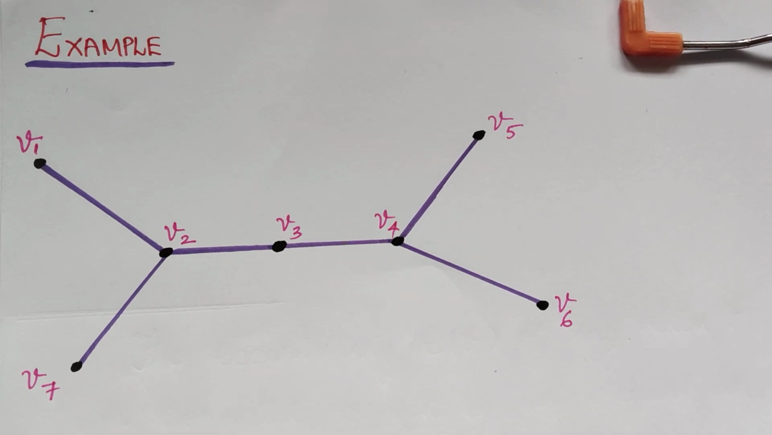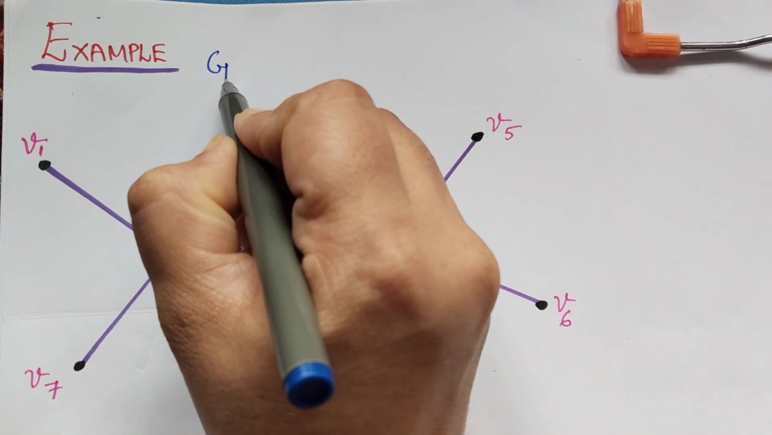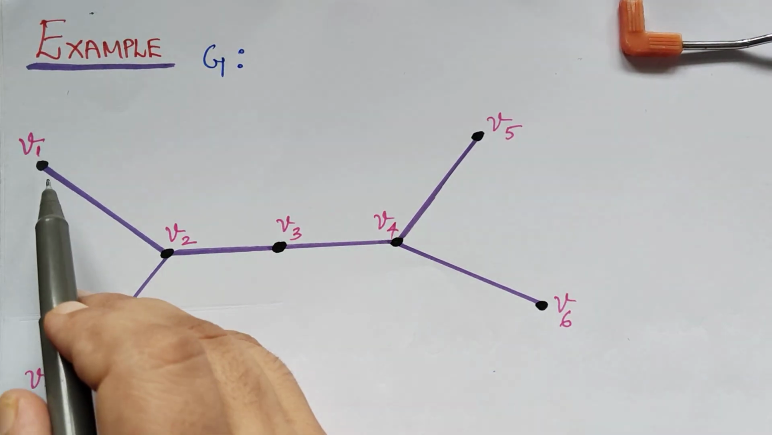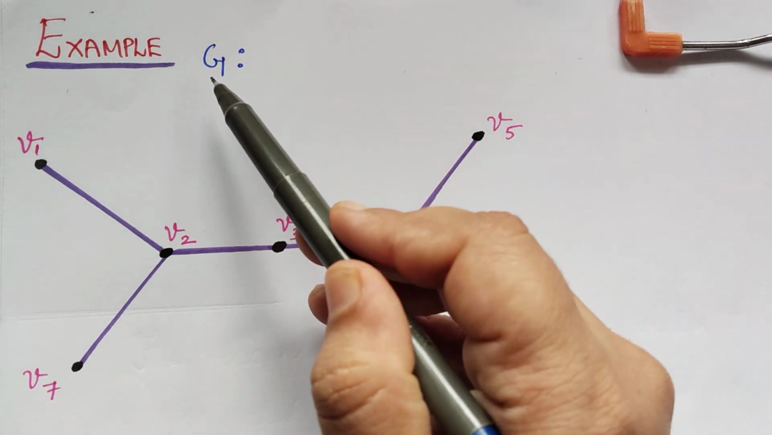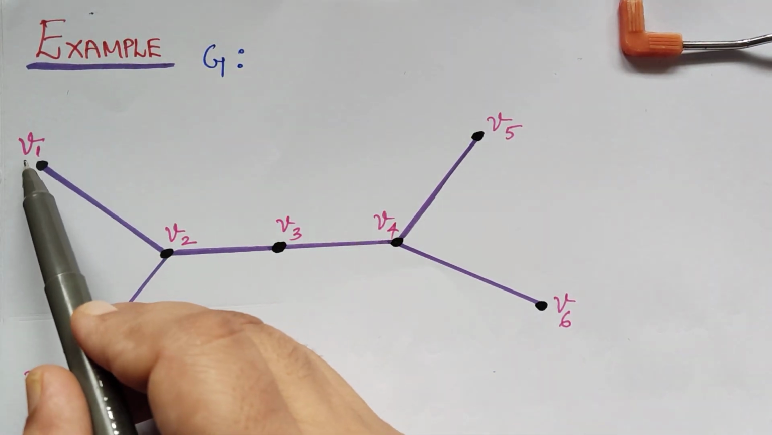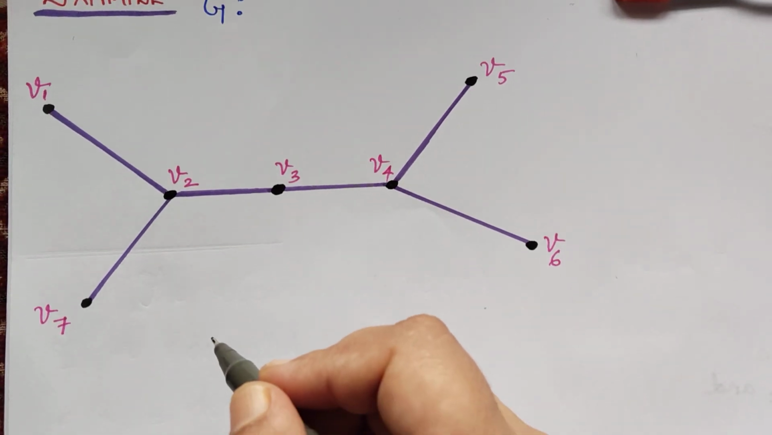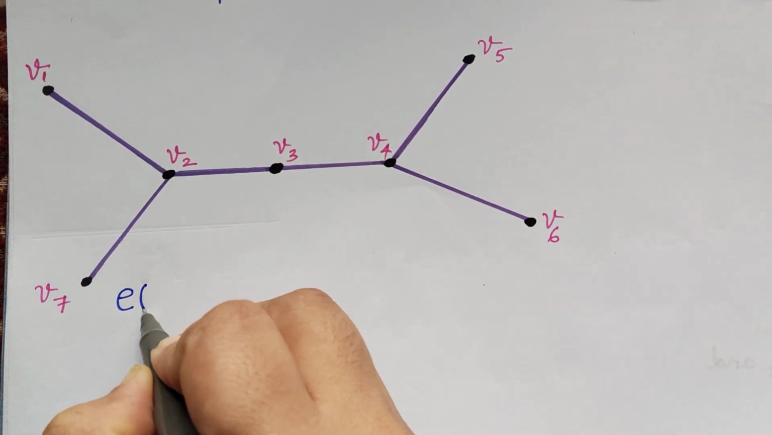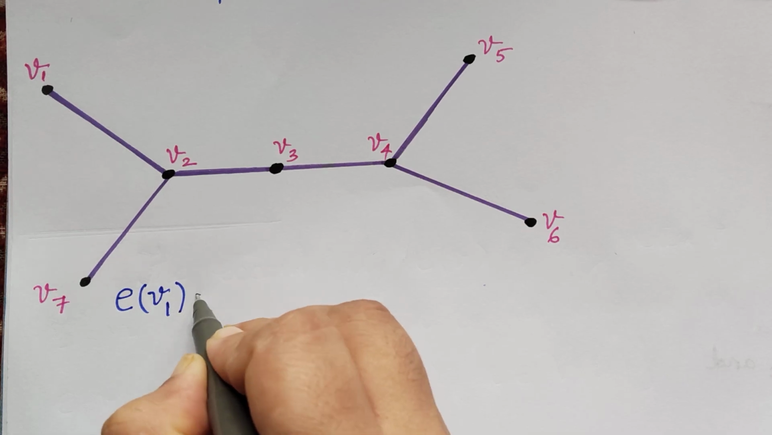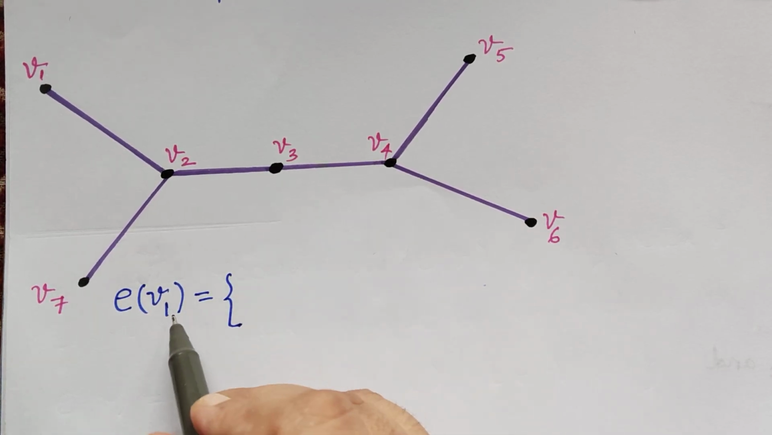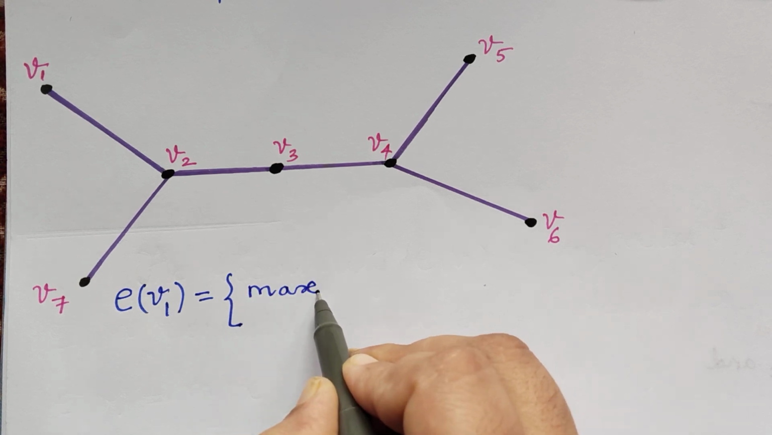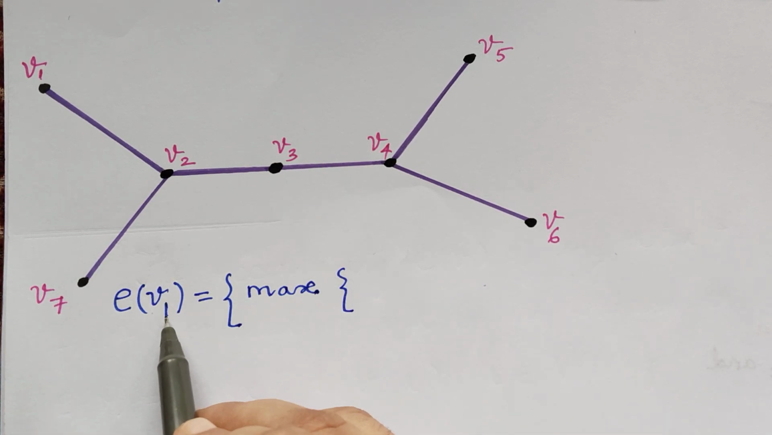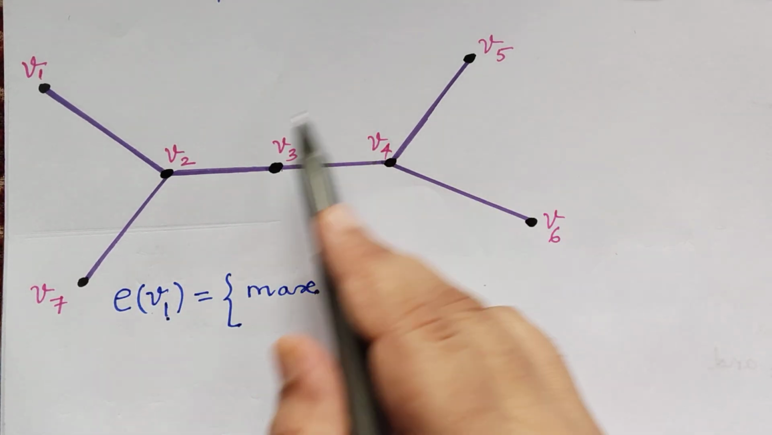Now here we consider an example. This is a connected graph, and this graph is graph G. Now for this graph we have vertices, and let us find the eccentricity of each of the vertices of this graph G. First we will find the eccentricity of the vertex V1, represented as E of V1. What is the definition? It is equal to the maximum of the distance of V1 from the other vertices of this graph.